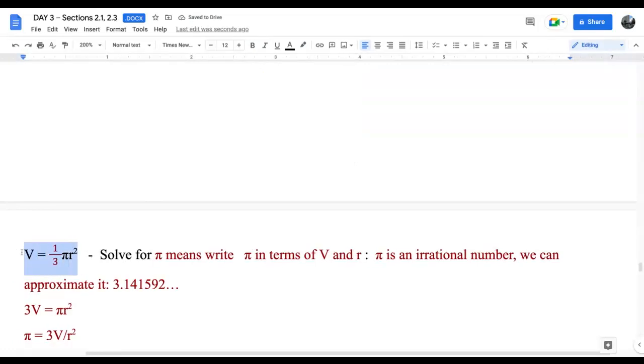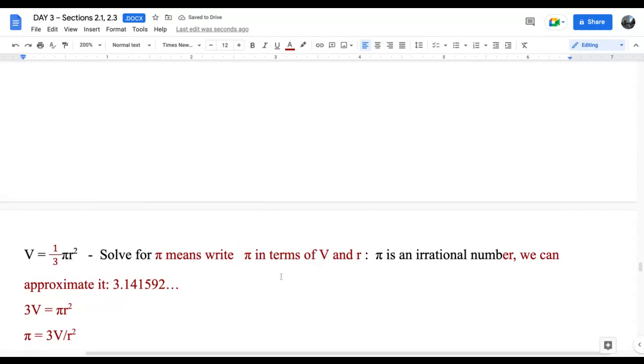So in this case, let's look at this equation. Pi is a number. Pi is an irrational number, right? So pi is an irrational number. It's a constant. Pi is not a variable.